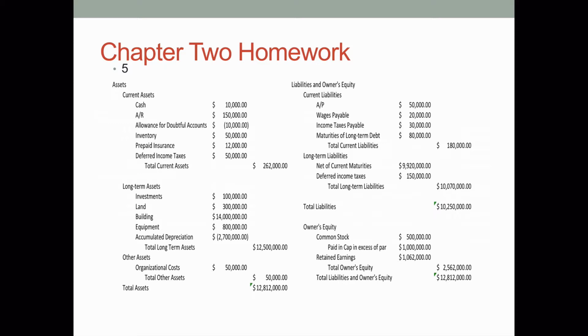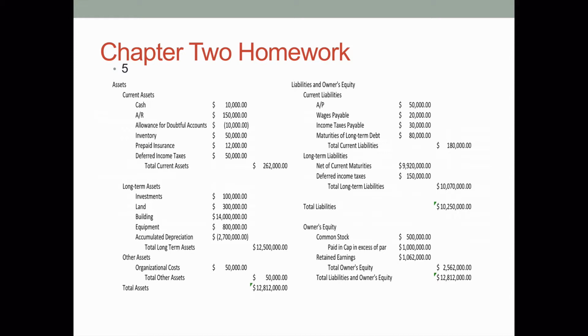Okay, so we have $262,000 of current assets when we add them up. And then we go to long-term assets, and we start out with investments, and then we have the PP&E with accumulated depreciation in parentheses.